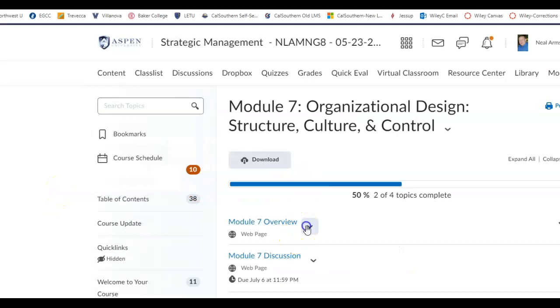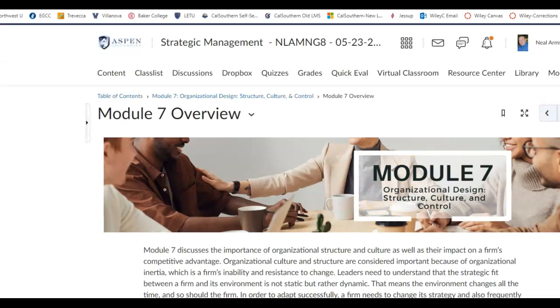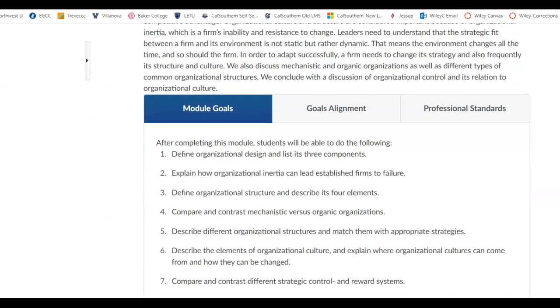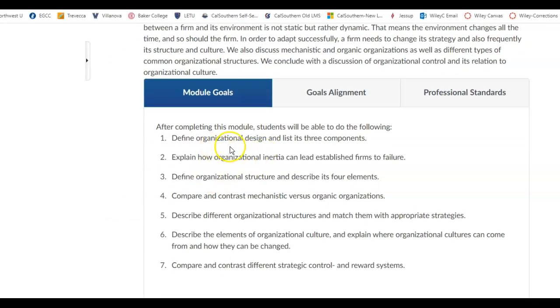Let me go back in this class and see. Let's see, there's an overview. Let's see what the overview's got on that for us. So we're going to really understand organizational design and its 3 components. And I'll probably do a YouTube video on that for you guys to see as well. Organizational culture and its elements as well. Other things on that are very, very important as well.